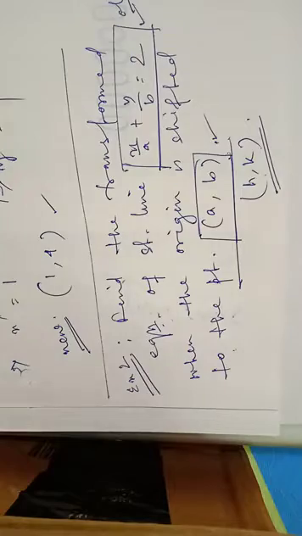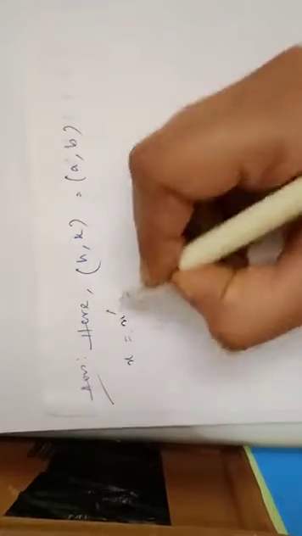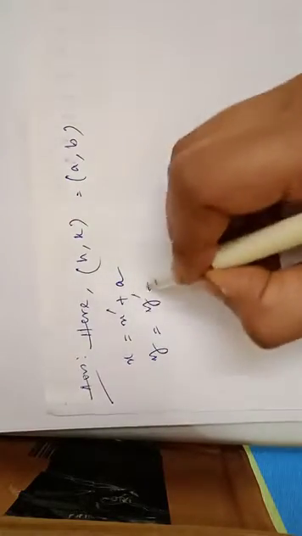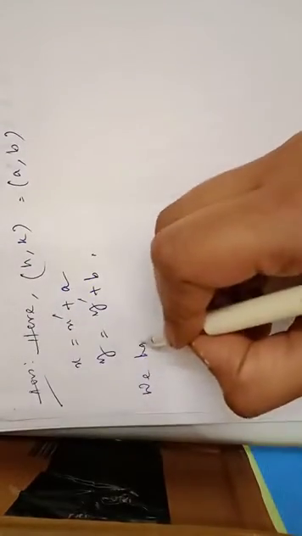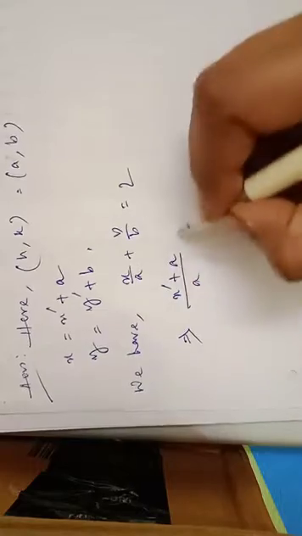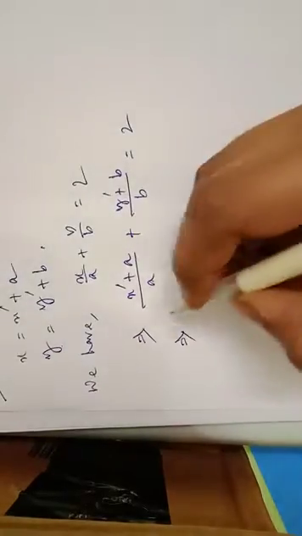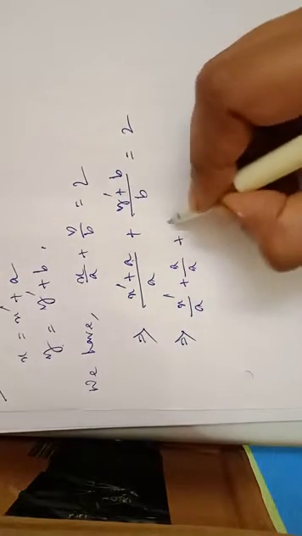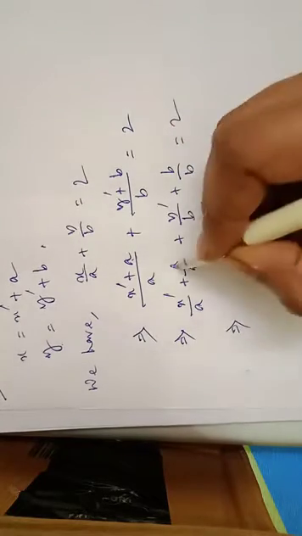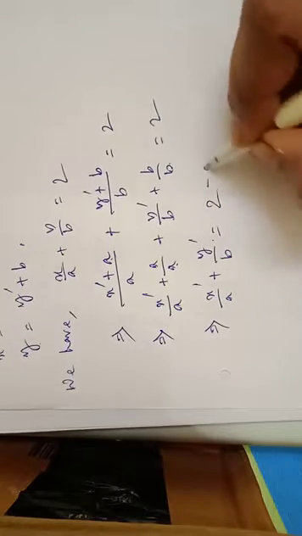So let's start by taking (h, k) equals (a, b). So here h comma k equals a comma b. So we have x equals x dashed plus h, that is a, and y equals y dashed plus k, that is b. Now we have the equation as x by a plus y by b equals 2. Now put the values. x means (x dashed plus a) by a, plus y means (y dashed plus b) by b, equals 2. Now simplify it a little bit: x dashed by a plus a by a, plus y dashed by b plus b by b, equals 2. a by a means 1, b by b means 1, that is 1 plus 1, 2. So x dashed by a plus y dashed by b equals 2 minus 2, which equals 0.